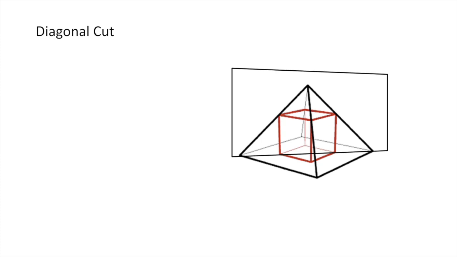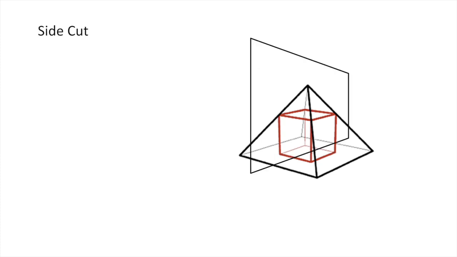The next cut is the side cut. As you can see, it goes straight through the side. The diagonal cut is a slightly longer method, but it means that we can use the side cut to verify our answer, to just check it, make sure it's all good. So we'll start off with the diagonal cut.